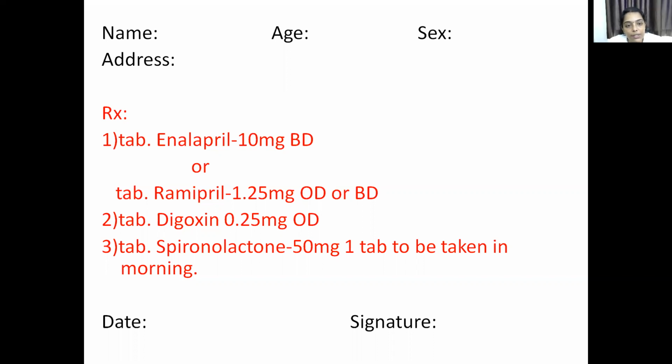So that is because, see, ACE inhibitors, how do they act? They act by inhibiting the conversion of angiotensin 1 to 2, and so angiotensin 2 cannot stimulate the secretion of aldosterone. So angiotensin 2 is not there, aldosterone is not there. Apart from this, one more beneficial effect of ACE inhibitors is they not only provide symptomatic relief, they also help in modifying the disease pathology.